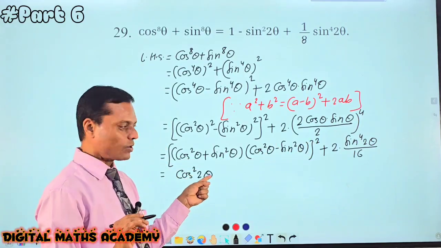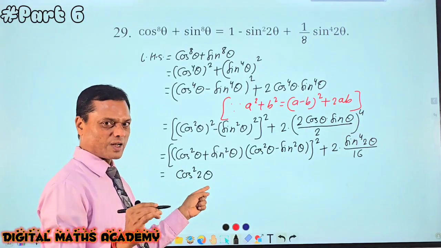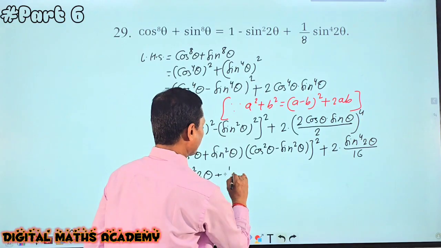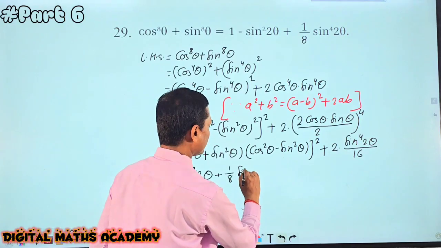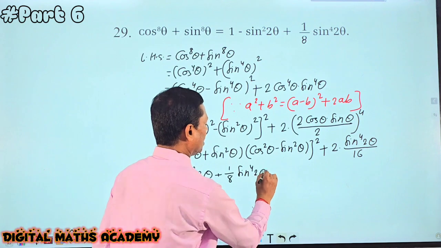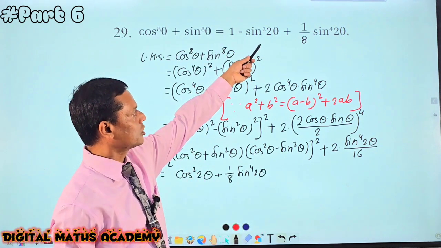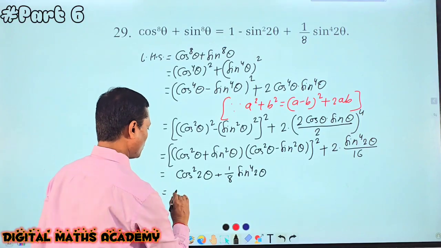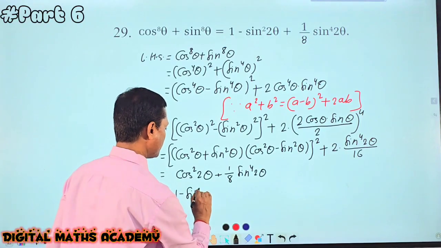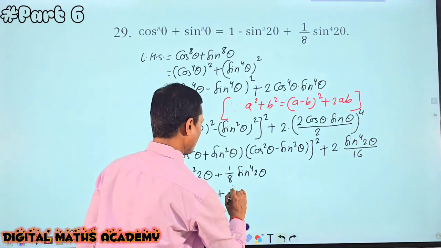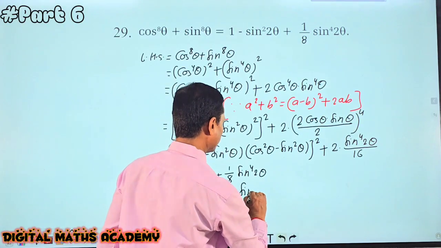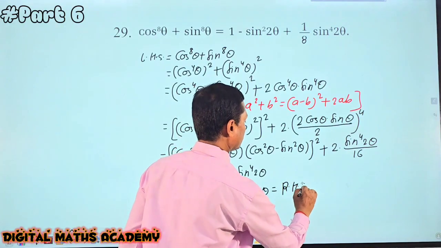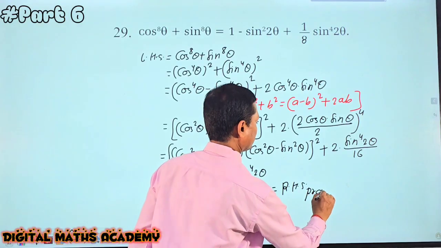1 into (cos square 2 theta) whole square, 1 into (cos 2 theta) whole square means cos square 2 theta, and plus 2 eights are 16, so we write here 1 by 8 sin to the power 4 2 theta. Look at the right hand side. We have 1 minus sin square 2 theta. So we can change cos square 2 theta into sin square 2 theta like this: 1 minus sin square 2 theta plus 1 by 8 times sin to the power of 4 2 theta, and that's equal to the right hand side, and proved.